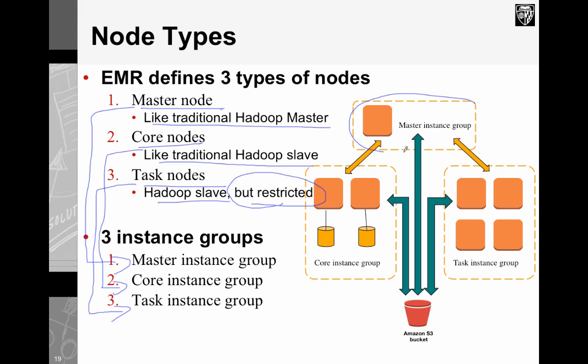Notice there is the master instance group with the master node. There is the core instance group with the core nodes, which is the C1 and C2 core nodes. And then there is the task instance group, which has task node 1, task node 2, task node 3, and task node 4. You will notice that the task nodes don't have any storage associated with them, whereas the core nodes have it. And then there is also the S3 integration. All these guys can talk to S3. All right, just to give you a big picture. Now let's look at each one of these nodes in a little bit more detail.